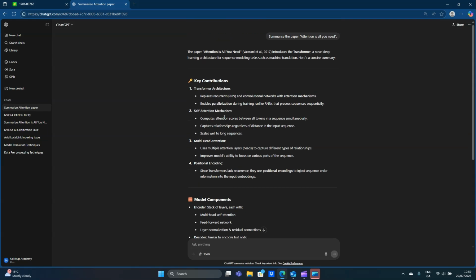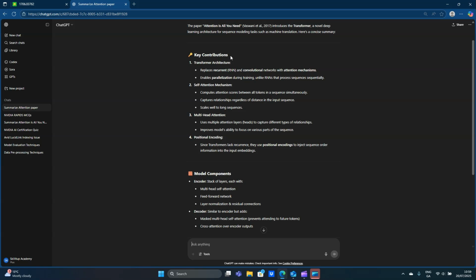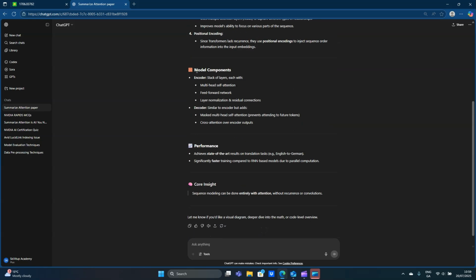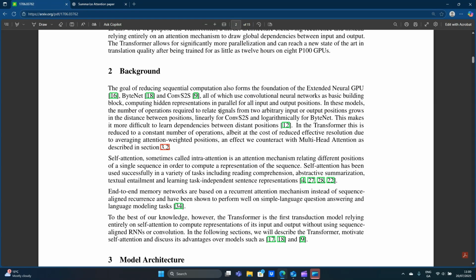So I asked ChatGPT to summarize the paper, Attention is All You Need, and you can see how beautifully and concisely it has done so. It talks about the key contributions, transformer architecture, self-attention mechanism, multi-head attention, positional encoding. Then it talks about model components, performance, core insights. So it gives you a concise representation of the document. You can refine your prompt to make it even more meaningful. And that helps you when you are going back and reading the document. You know what you are going to get out of this document, right?